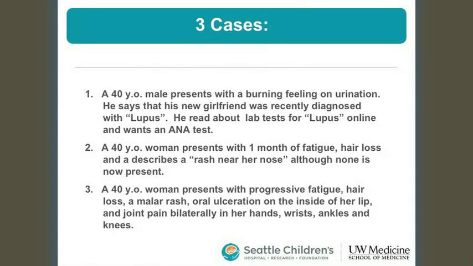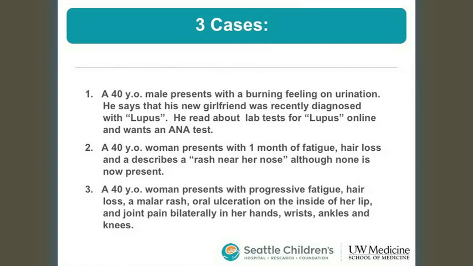So when you overtest people with autoantibody, here are three people, and you say to yourself whether these people are low, medium, or high probability of having lupus. So a 40-year-old guy presents with a burning feeling on urination. He says his new girlfriend was recently diagnosed with lupus. He read about lab tests for lupus online. He wants an ANA test.